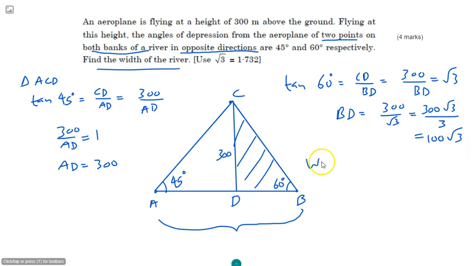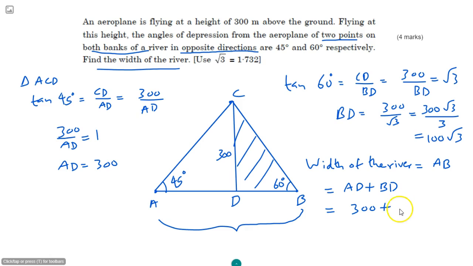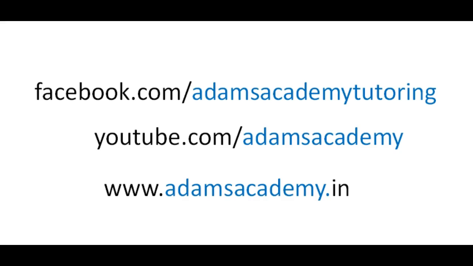Now the width of the river is going to be AB, which is AD plus BD. And we know the values of AD and BD. That's 300 and 100 root 3. If you use root 3 is equal 1.732 and do this calculation, you will get the width of the river equals 473.2 meters.